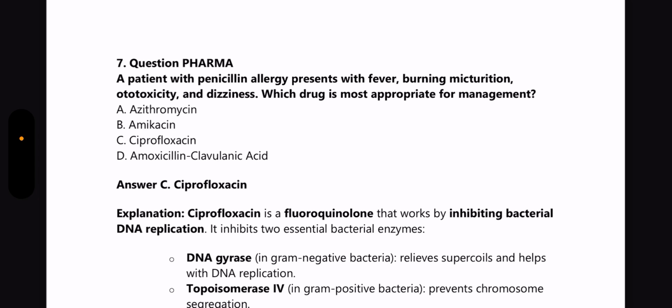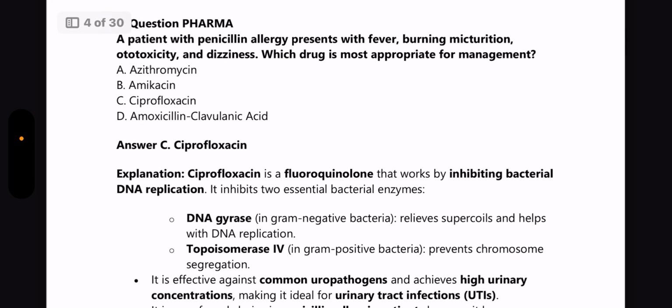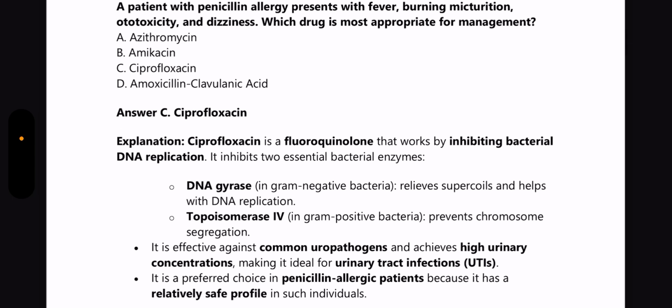Next question from Pharma. A patient with penicillin allergy presents with fever, burning micturition, ototoxicity and dizziness. Which drug is most appropriate for management? Answer is ciprofloxacin. It is a fluoroquinolone which works by inhibiting bacterial DNA replication. It inhibits 2 essential enzymes, the DNA gyrase and topoisomerase 4 of the bacteria.